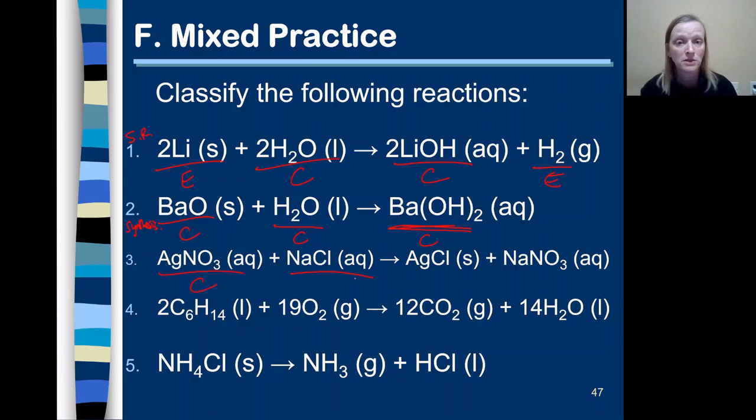Here I have a compound and a compound making a compound and a compound. This format is typical of a double replacement reaction, and specifically, my double replacement reaction has an aqueous solution, and we form a solid and an aqueous solution. So this is a precipitation reaction.